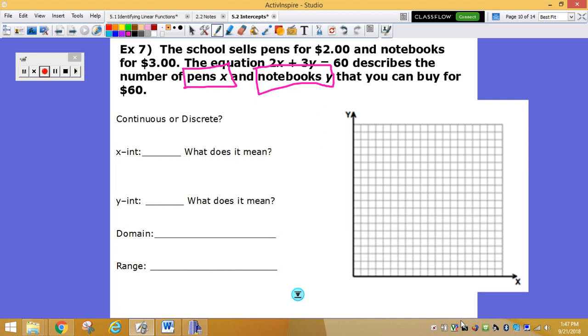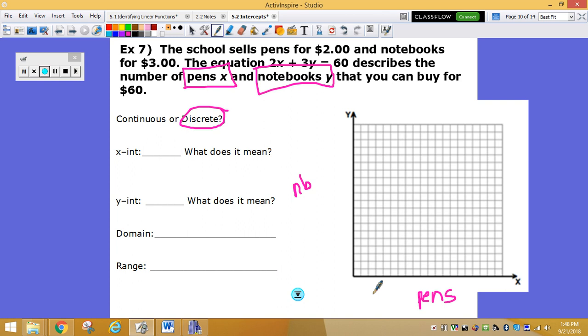So let's start graphing. I got pens down here and I got notebooks here. Is it going to be continuous or discrete? Well, let's think. Can you buy 2.2 pens? No, you cannot. Same thing with notebooks. You're not going to buy 3.6 notebooks. So that means it is discrete. You're going to buy whole ones. So we're going to have dots. This is not going to be a continuous graph. We're going to have dots.